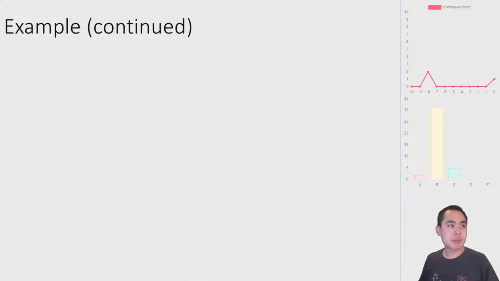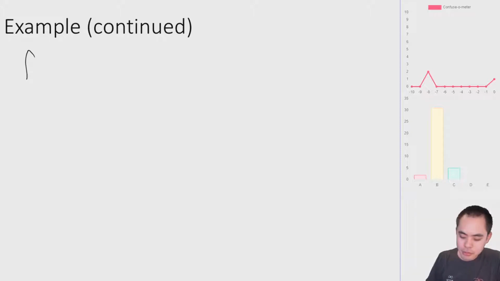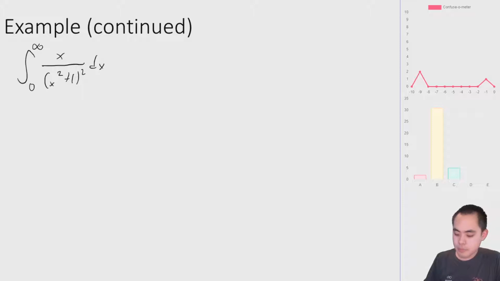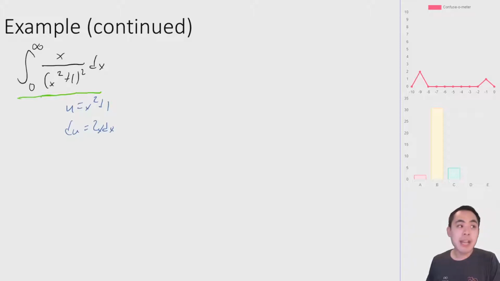So let me continue this example. And let me just copy the integral down. So the integral from 0 to infinity of x over x squared plus 1 squared dx. Well, so now you can do a couple different things. Note that this is still the same integrand, and so you can use the same U-substitution. So you know that u is equal to x squared plus 1, du is equal to 2x dx. In fact, you don't even have to repeat this, because you already solved for the indefinite integral, right? But I'm going to repeat it again just so that everyone is entirely clear.